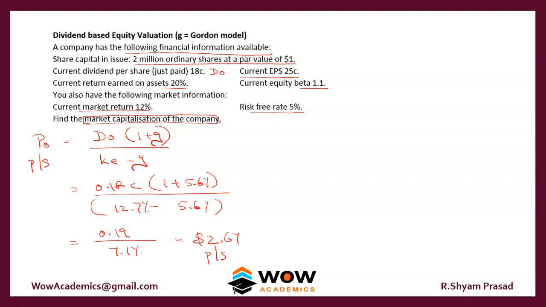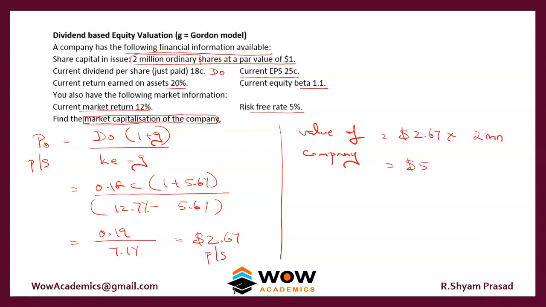We have to get the value of the entire company. So the value of company will be 2.67 per share into the total number of shares. Total number of shares is 2 million shares, 5.35 million. Okay, so we can get it like that. So that's about this problem.